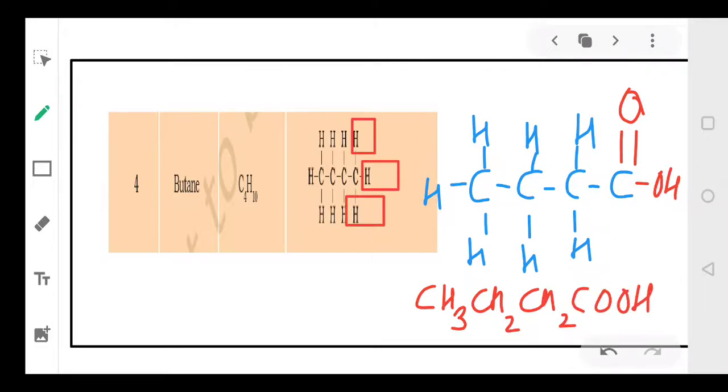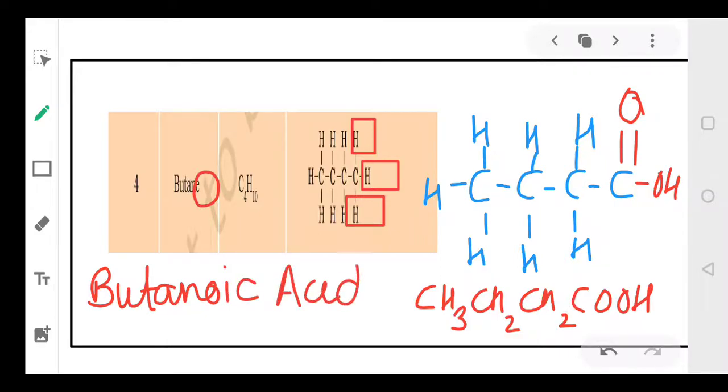And the name: replace E. E को हटाइए, E की जगह पे ले आइए oic acid. So the name of the compound is butanoic acid. Okay, butanoic acid. Everyone, I hope you understood the butanoic acid.